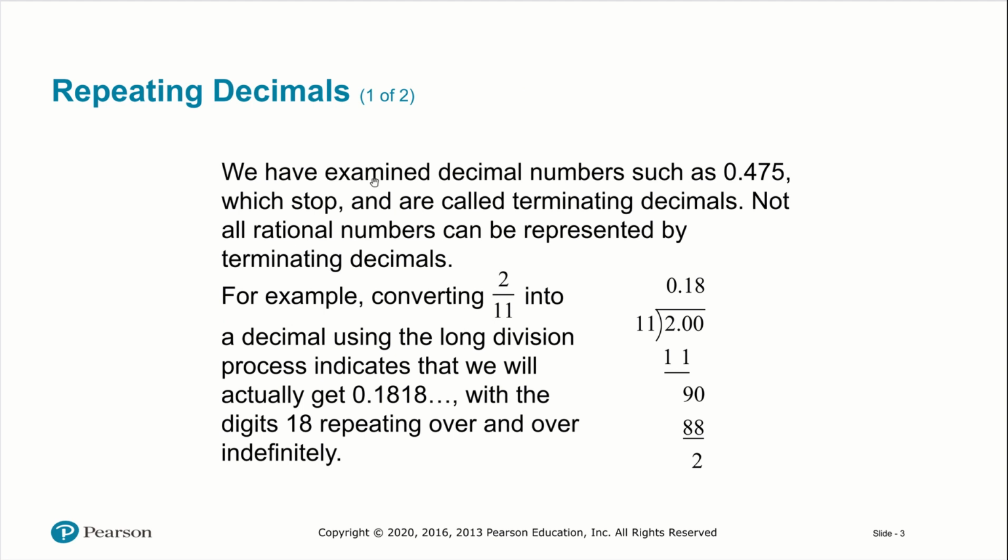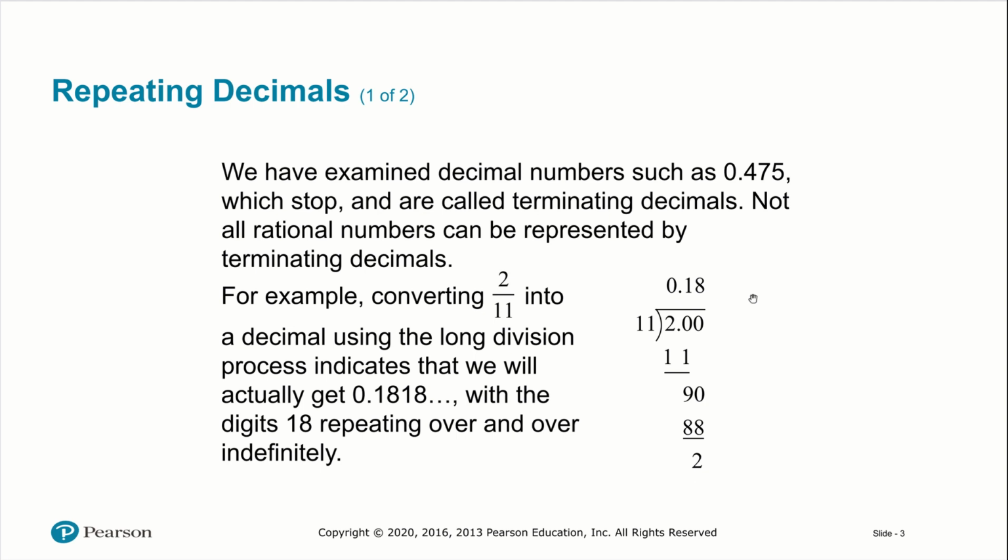Now, we've already learned that some decimal numbers like 0.475 can be categorized as what we call terminating decimals, because there comes a point where the decimal simply stops, right? But not all rational numbers can be represented by terminating decimals. For example, if you take 2 over 11 and do a long division, you're going to find that this 0.18 will start continuously repeating. You're going to get the same result over and over again.